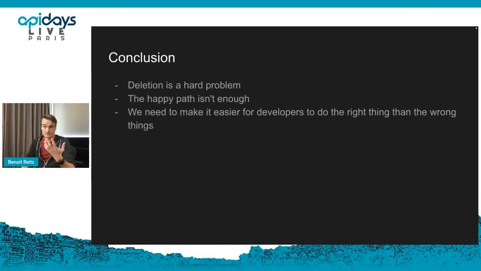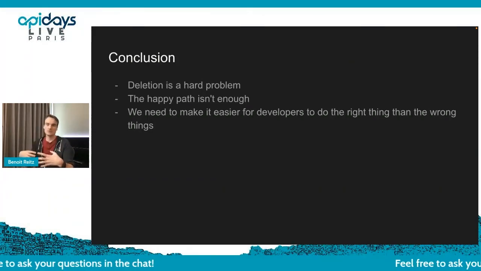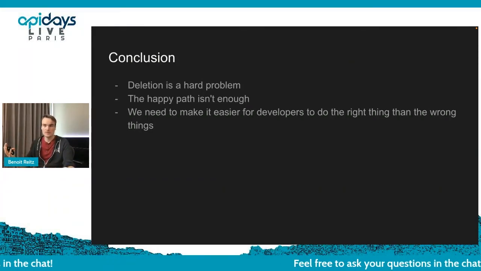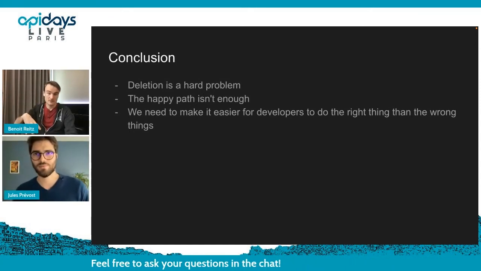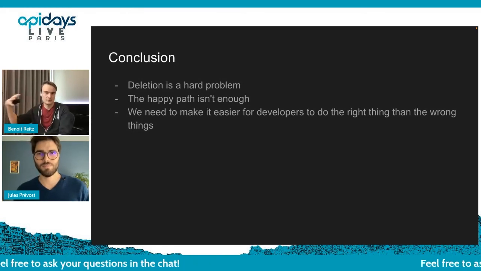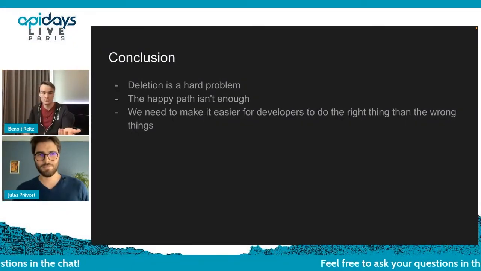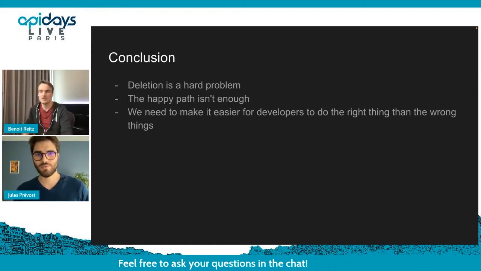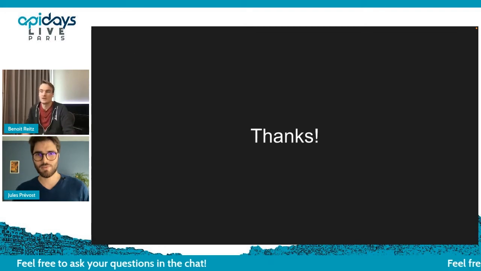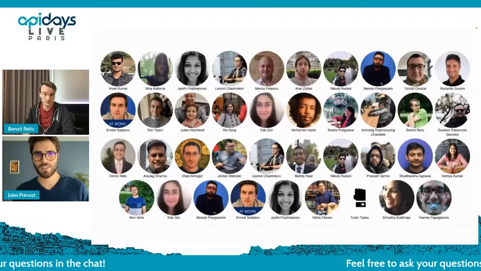In conclusion, deletion is really a hard problem. The happy path is not enough, and we need to make it easier for developers to do the right thing than do wrong things. And that's a learning that also exists in security. You can train your engineers as much as you want to not ship security flaws, but this is going to happen. And you need to embed privacy at the infrastructure layer the same way we embed security at the infrastructure layer, so that when engineers use that infrastructure, they have by default products that are privacy aware or security aware.